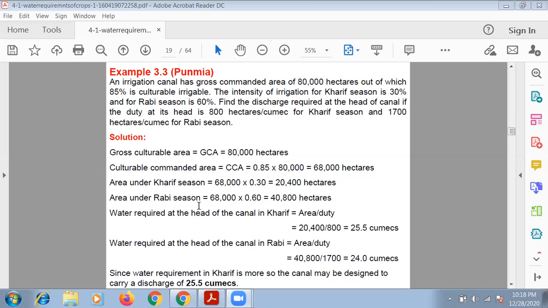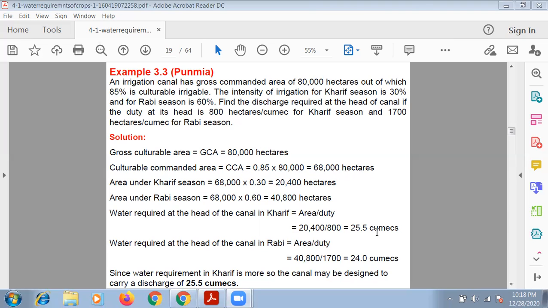So ultimately, we have to calculate the water required at the head of the canal for both seasons. So water required at the head of the canal for Kharif crop is equal to area divided by duty. So the total area under Kharif season is 20,400 divided by duty. The duty is given here as 800 hectares per cumex. So it is 20,400 divided by 800, which is 25.5 cumex.